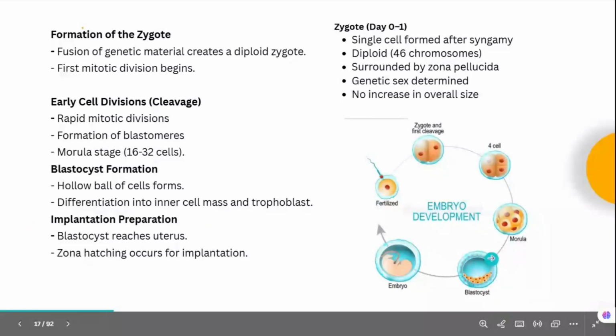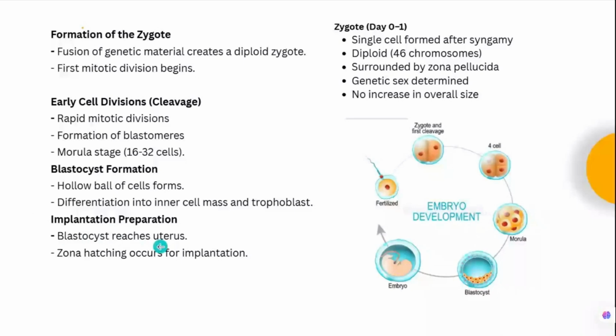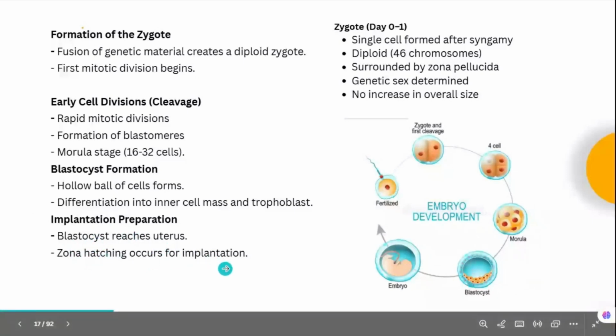Okay, so once this blastocyst is formed, the next step begins, the implantation. There is a preparation for the implantation. The blastocyst will reach the uterus. Then there is zona hatching which occurs for the implantation.